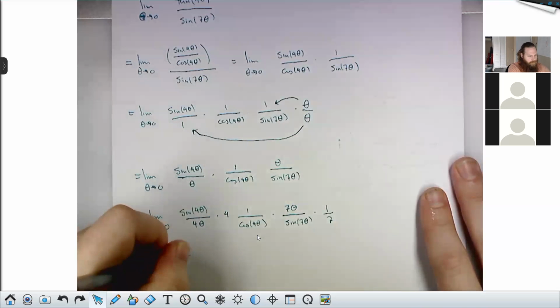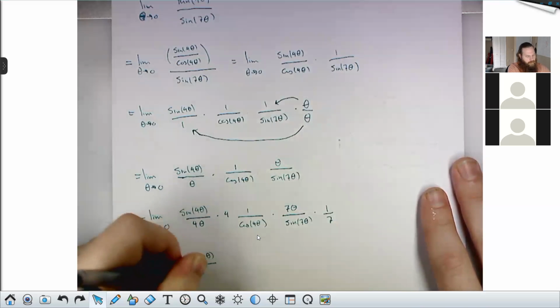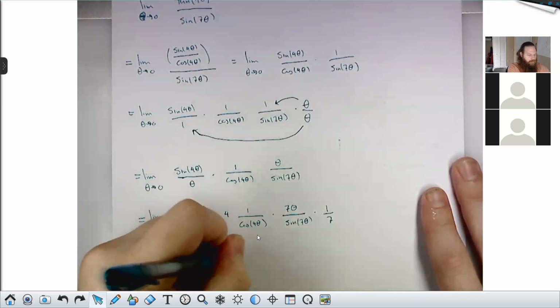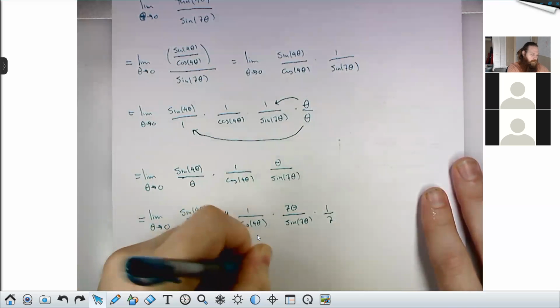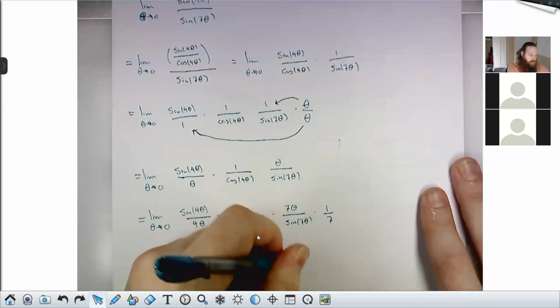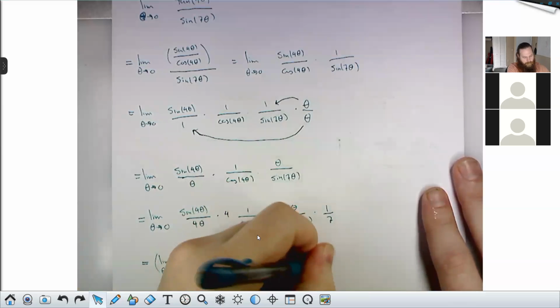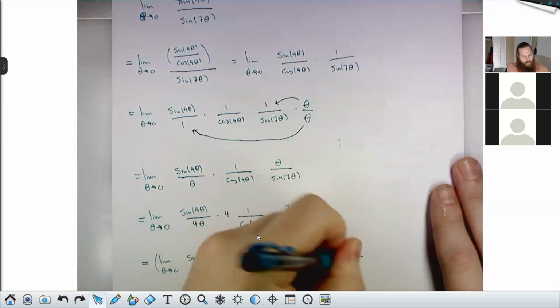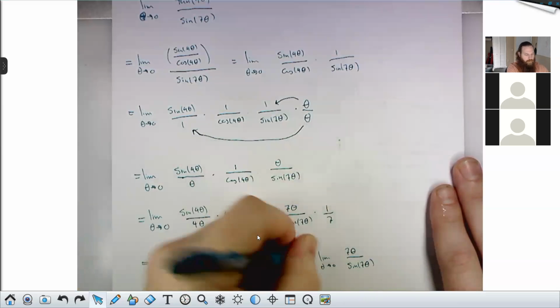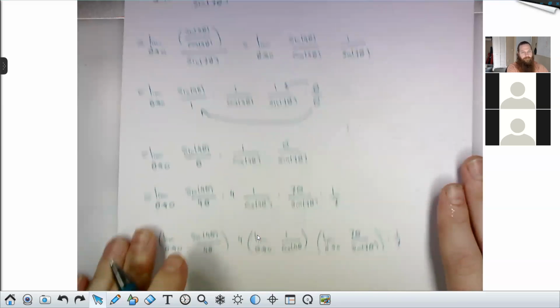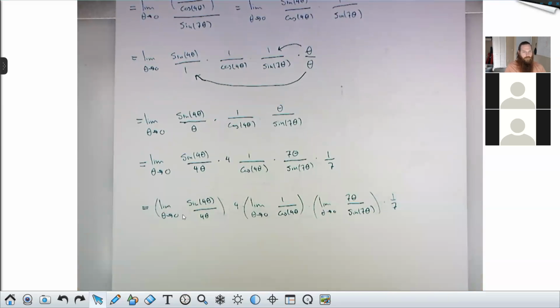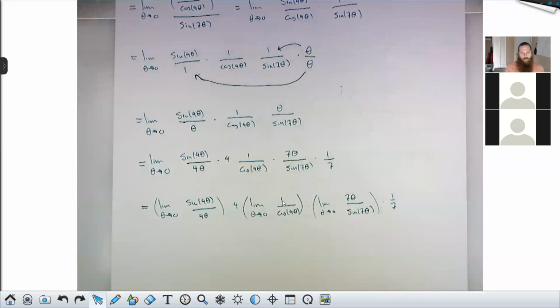Lim theta to 0, sine 4 theta over 4 theta times 4 times lim theta to 0, 1 over cos 4 theta, this piece is boring, times lim theta to 0, 7 theta over sine 7 theta times 1/7. So this first piece here is about done, right? I've got sine of something over that thing. I'll make a substitution. This piece will now go to 1. This piece was always going to 1. It was never exciting because the cosine of 0 is 1. This is just 1 over 1.